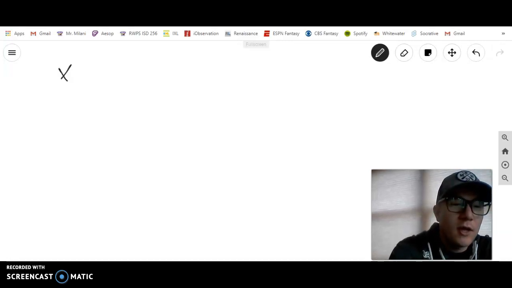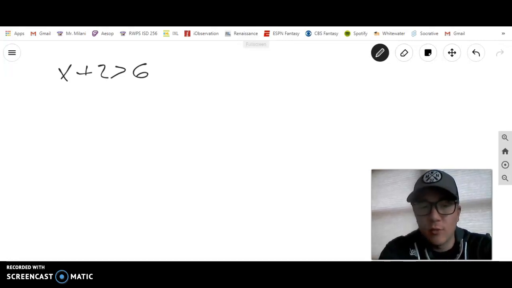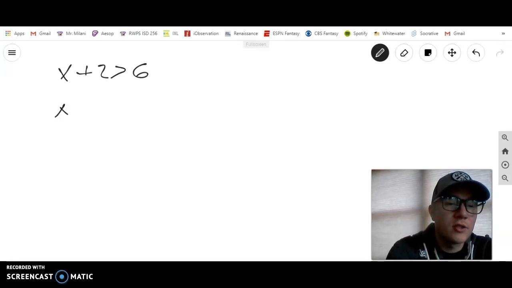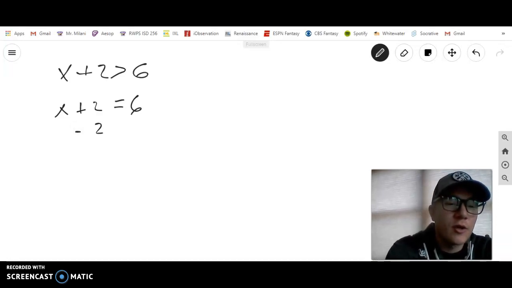So we were looking at things like this: x plus 2 is greater than 6. Now, really, you can solve these just like you would solve your equations. What we talked about in class was, let's turn this into an equation right away, and then just solve from there. Subtract 2 from both sides. You're going to get that to cancel out, and then I've got x equals 4.